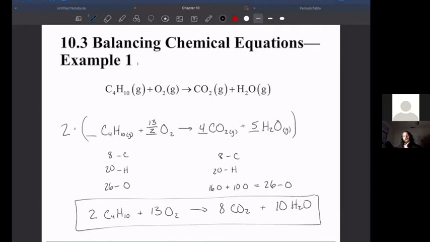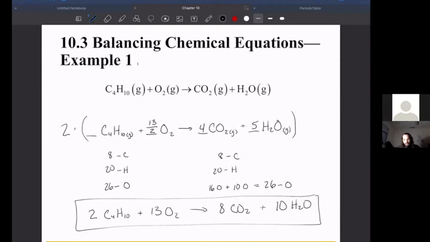Okay, so that's how we balance our chemical equations. All about making sure we have the same number of this particular element on the reactant side as we do on the product side. And again, it's a reflection of the fact that matter is not being created or destroyed in this, just kind of reorganized.